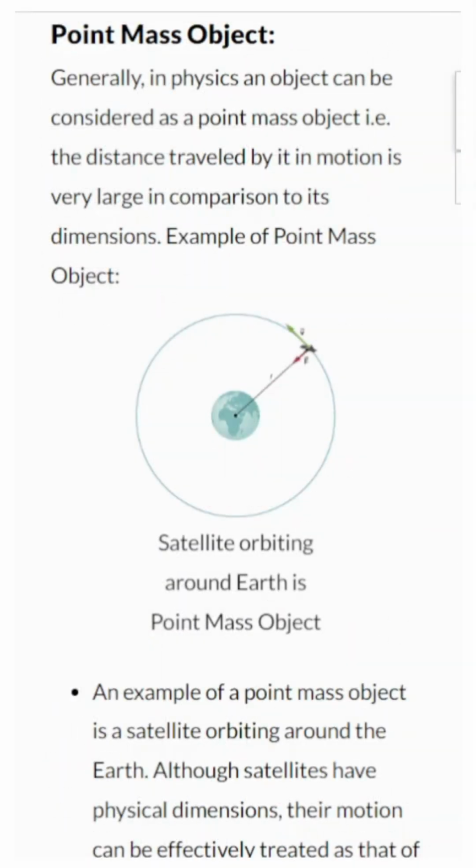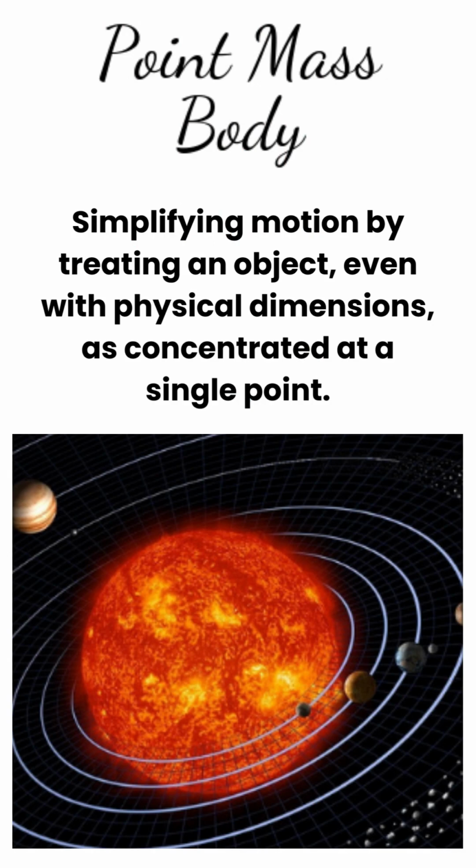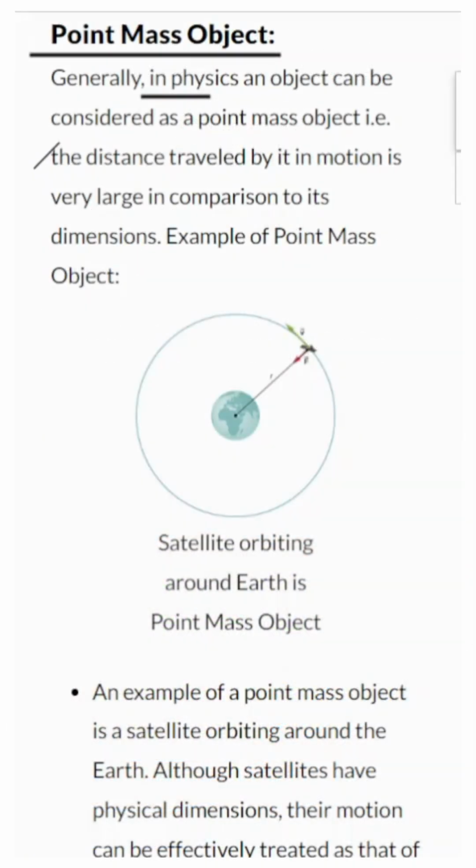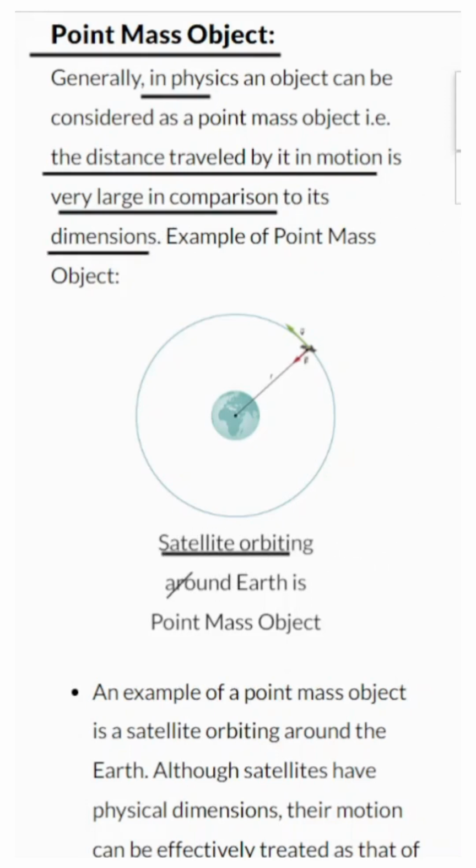Let's understand the concept of point mass object. A point mass object in physics is an object for which its motion can be simplified as if it were concentrated at a single point, even though it may have physical dimensions. This approximation is used when the distance it travels is significantly larger than its actual size. For example, a satellite orbiting the Earth is often treated as a point mass object.